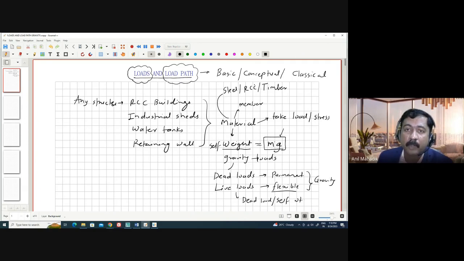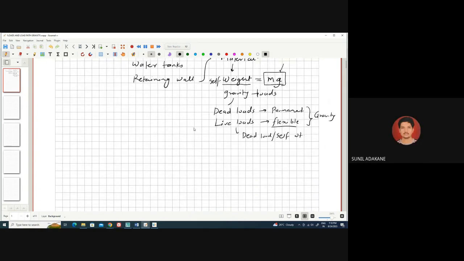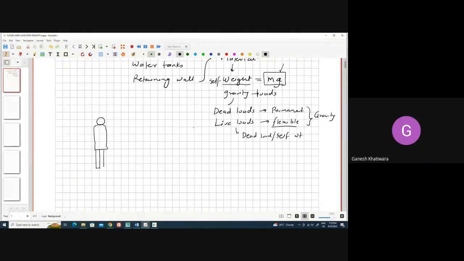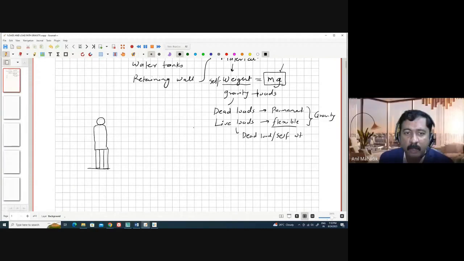Load path मतलब क्या है? Understand हो गया? Sir, how the load will transfer? Load path, yes. First of all, you should understand the load which is coming, and then you should understand where it is going and in which direction. If a man is standing here, he has his self weight, going in the gravity direction onto the floor. This direction shows the load path, from where the load is generated and how it is transferred.